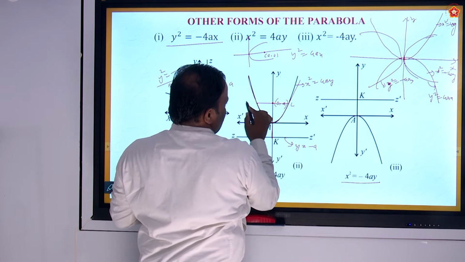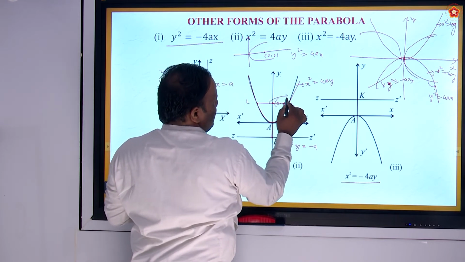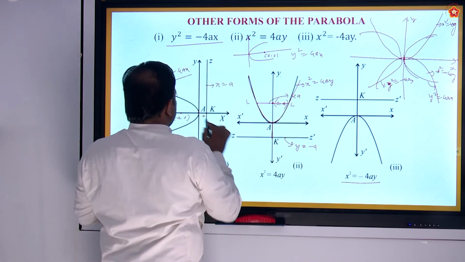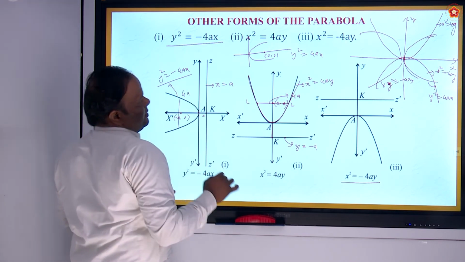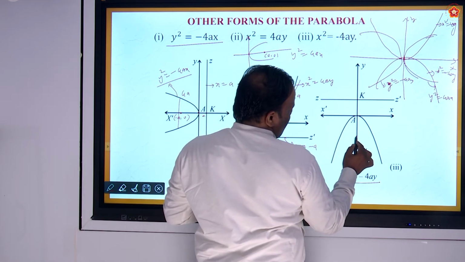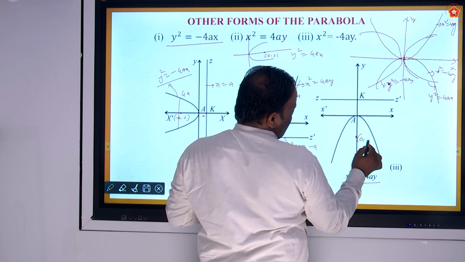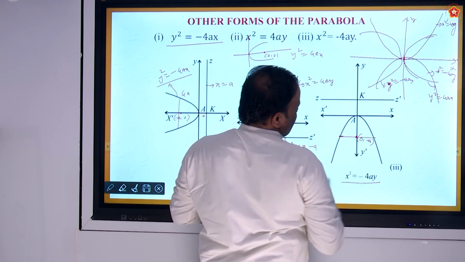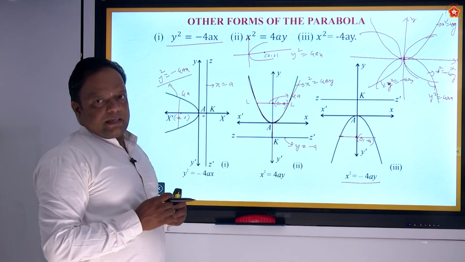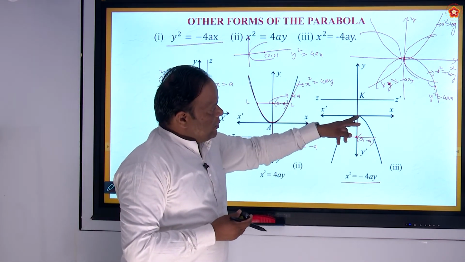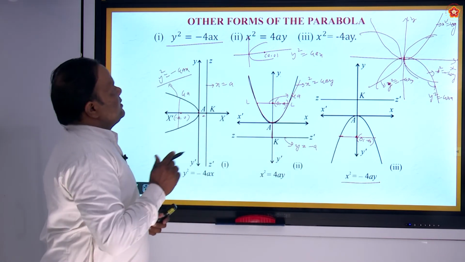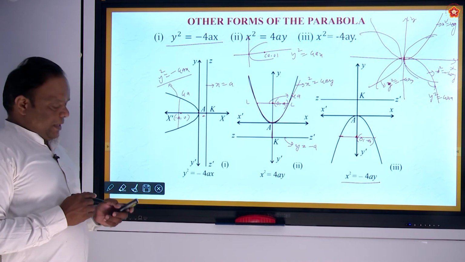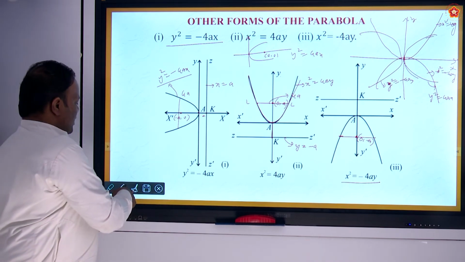This is called L and L dash, length of LR. Length of LR is also 4a. In all the parabolas, length of LR, the latus rectum, is 4a. Here also, the focus becomes (0, minus a), correct? Because this is negative, here is origin, in the negative direction of y-axis. These are the different forms of parabolas. Okay. Let us see some formulas.